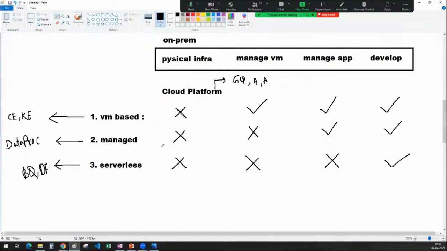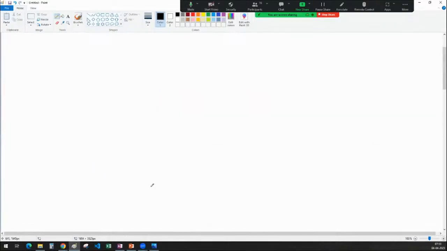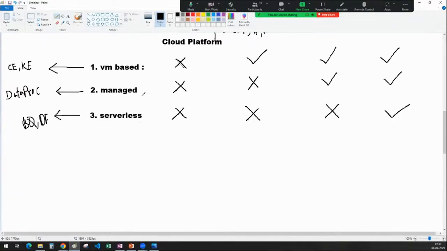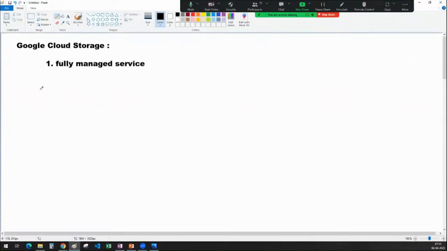Okay, now you got it. What is a VM based, what is a managed, what is a serverless. Now, if I go to Google Cloud Storage, it is managed or fully managed. Fully managed is also called serverless, sometimes. If you go to the Google Cloud Storage, it is a fully managed service.